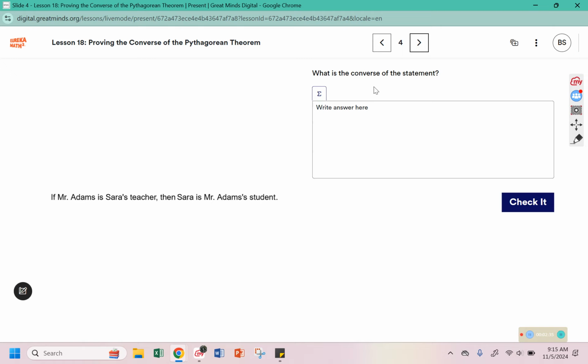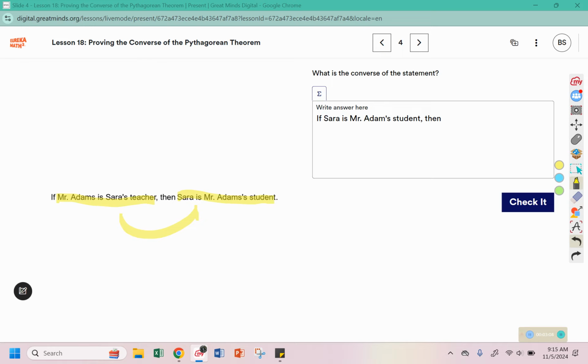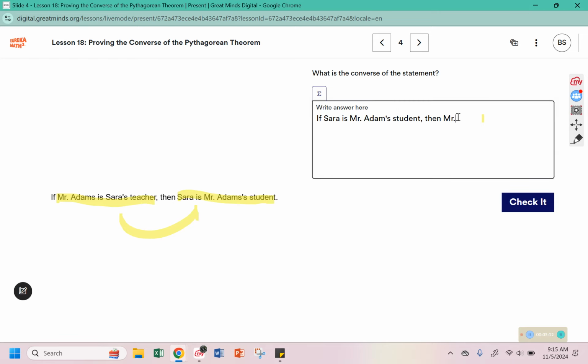What is the converse of this statement? So we need to swap it around. The if stays in the position, but instead of if Mr. Adams is Sarah's teacher, it should say if Sarah is Mr. Adams' student, then, and we're going to swap it for the other piece here. And we're just going to do a switcheroo there. So if Sarah is Mr. Adams' student, then Mr. Adams is Sarah's teacher.